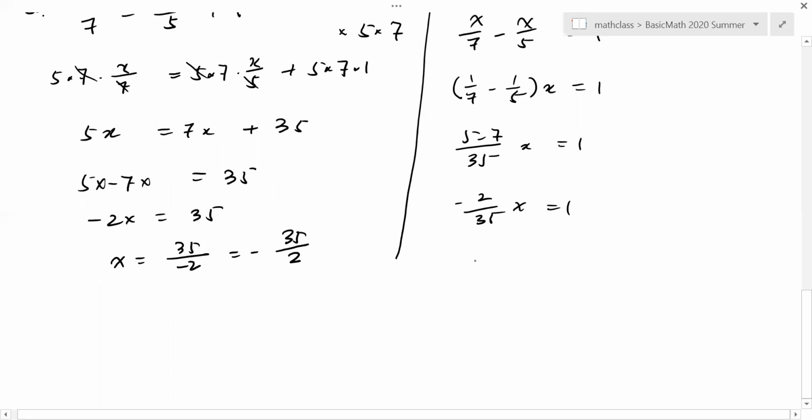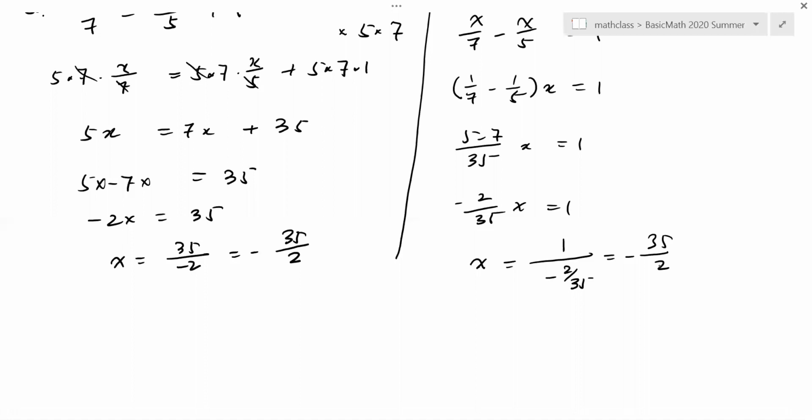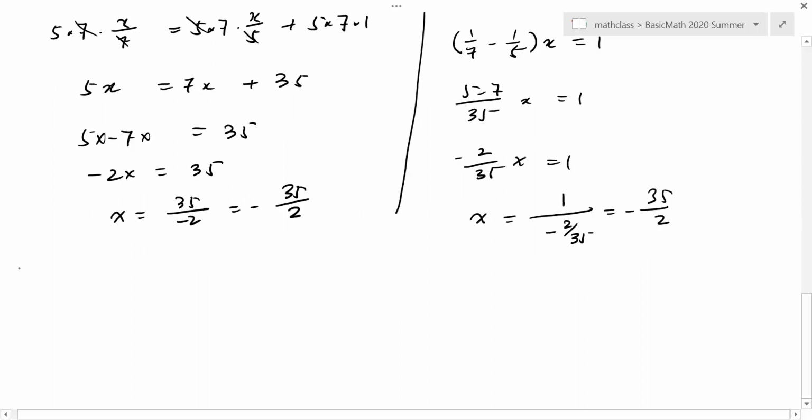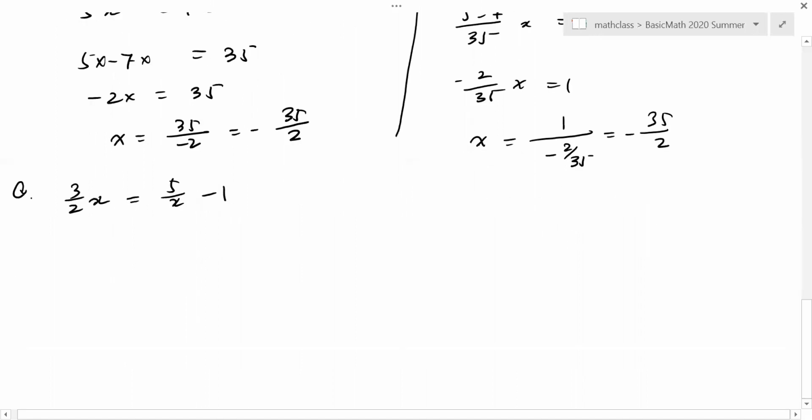Then on both sides you have to divide by this number. And that is going to be negative 35 over 2. So there are two different ways. I think the right hand side is a little bit more complicated than the left hand side. Okay. Let me ask you to do the following. 3 over 2x equals 5 over x minus 1. Okay, please work on it.